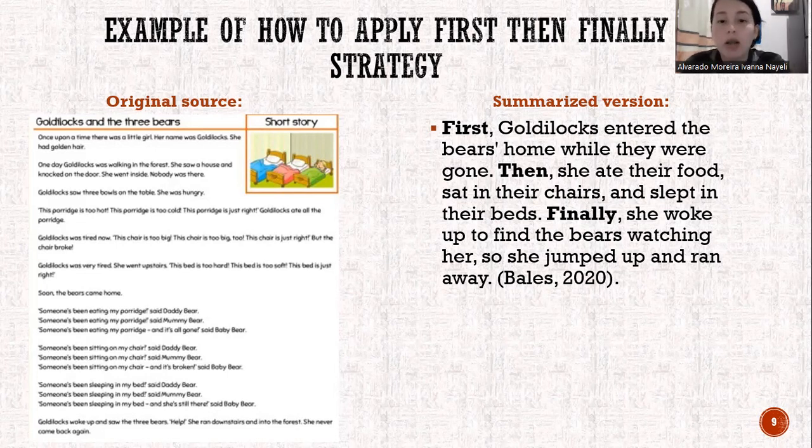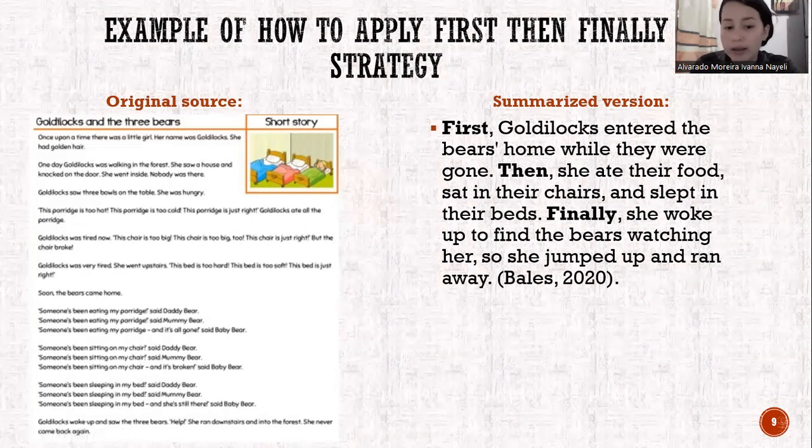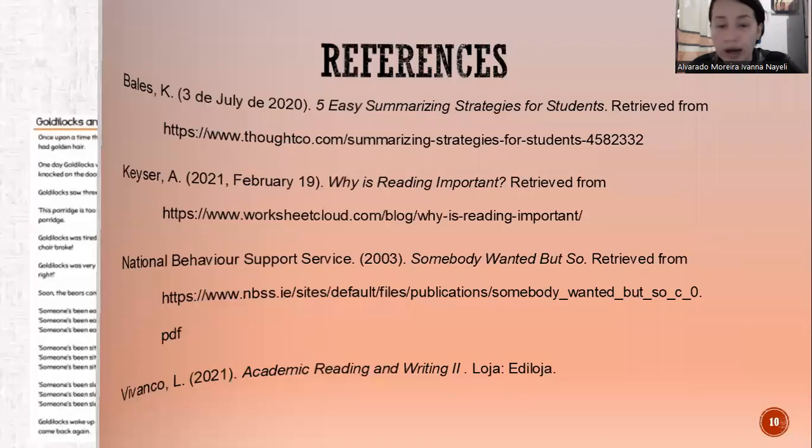Okay? So, the word first means what happened first, include the main character and main action or event. The word then means what key details took place during the event or action. And the word finally means what were the results of the event or action. Okay, this is a good way to summarize a short story, applying the first then finally strategy.